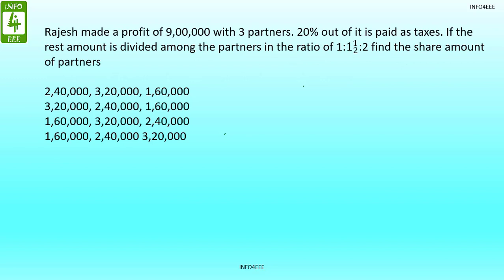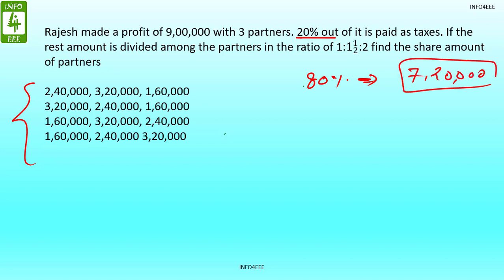Okay, let's see one more question. So Rajesh made a profit of 9 lakh rupees with three partners. 20% out of it is paid as a tax. If the rest amount is divided among this way, find the shares. So very easy question, you can do it by yourself. So 20% is already spent, so total left with is the 80%. So 80% of this 7 lakh 20,000 rupees.